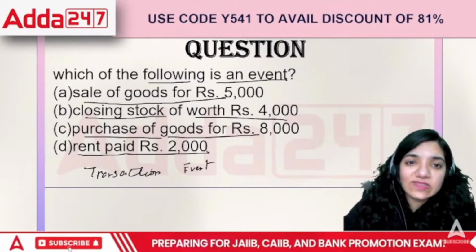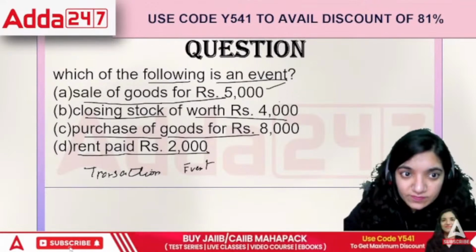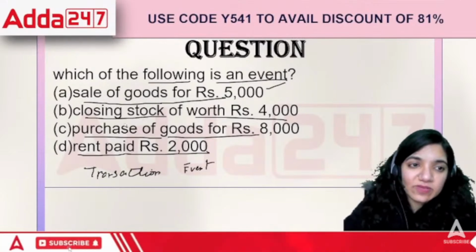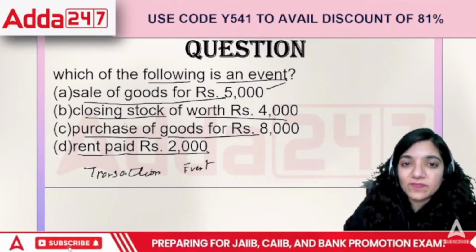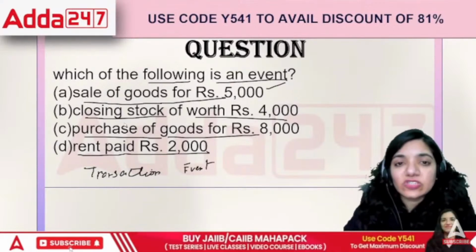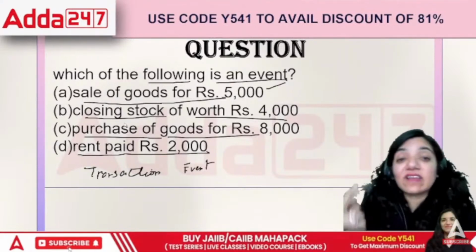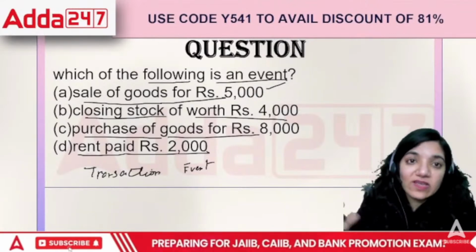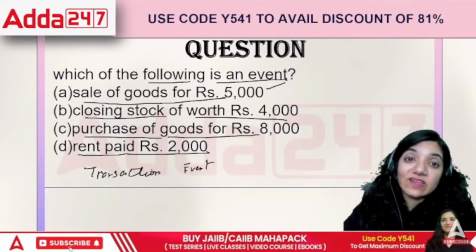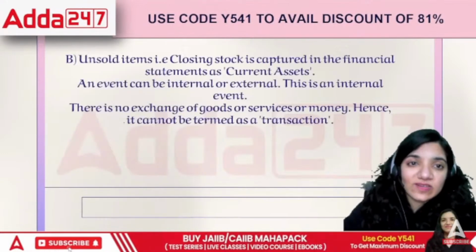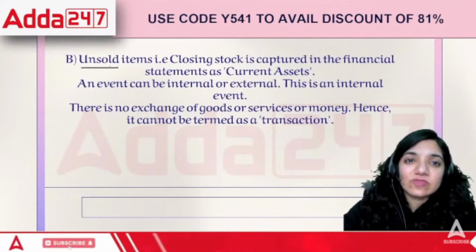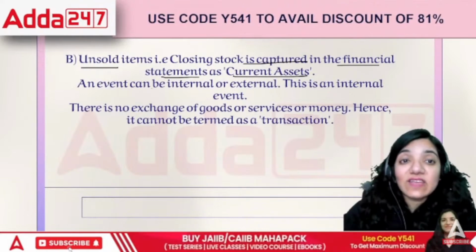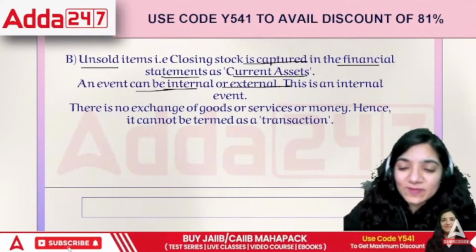So in this case, sale is just a transaction, right? Then purchase is another transaction. Nothing else happens in this area. What next happens there, right? When we talk about the closing stock, it is basically an effect. We purchased goods and among them we sold a few and the rest was still with us. When we have such scenarios, that is where we record it as the closing stock. The unsold items, the closing stock, is captured in the financial statements as the current assets. An event can be internal or external.